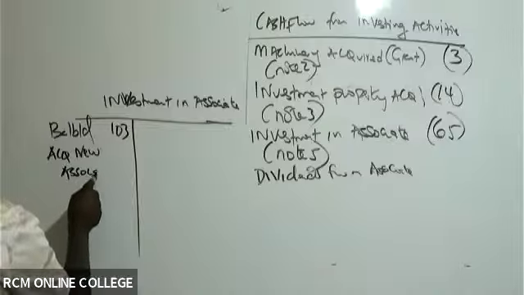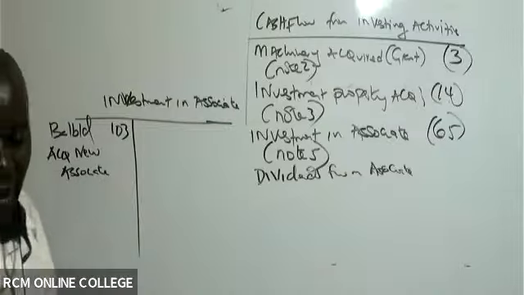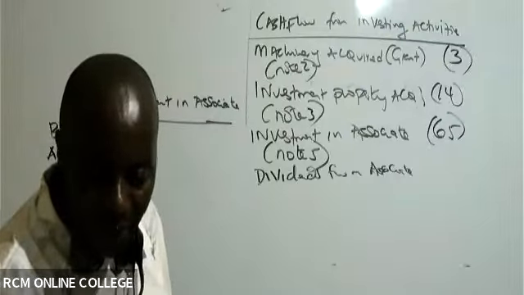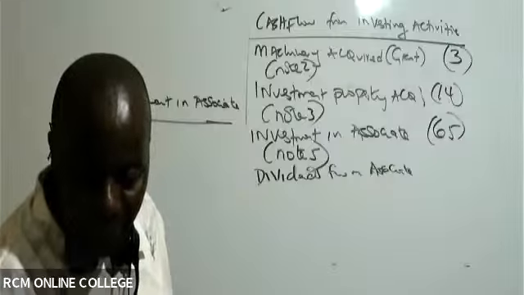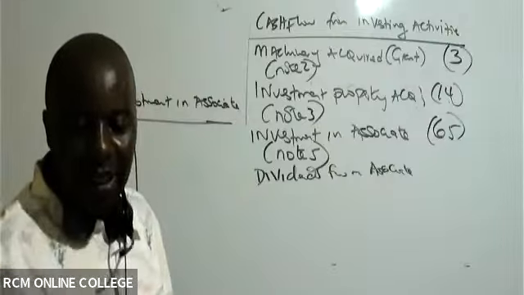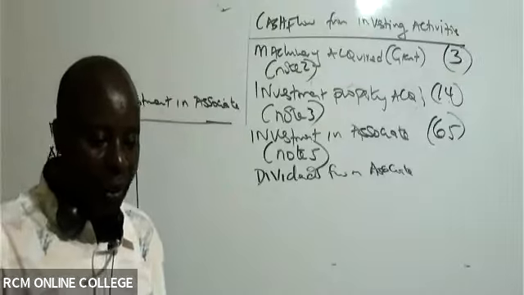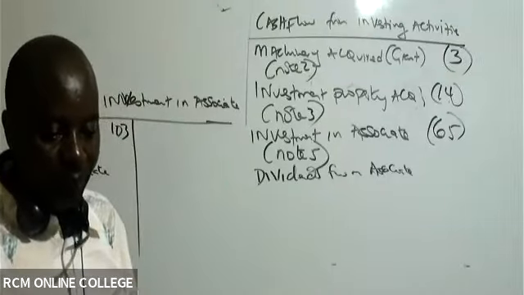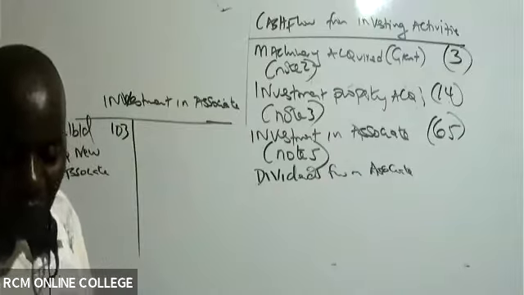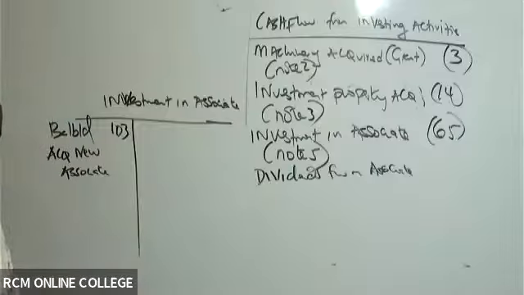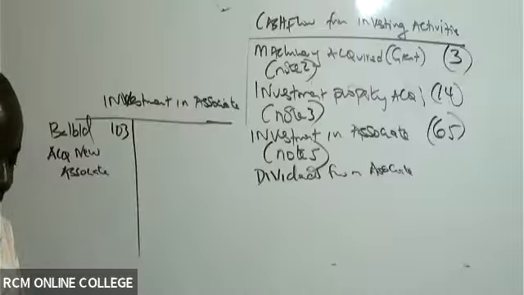associate. At how much? We acquired a new associate at how much? Note number 5. 14, are you sure? The new associate acquired. 65. Check there, note 5.